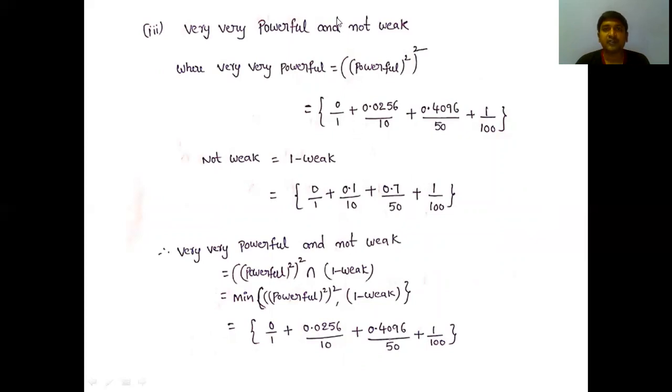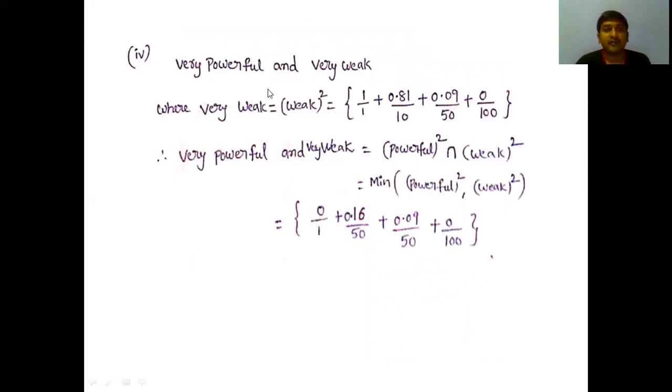Now we perform the operation very powerful and not weak. That is powerful whole square and whole square, intersection 1 minus weak. Intersection in the sense of the minimum values between those two linguistic variables. Similarly, very powerful and very weak. Very weak means weak whole square. Very powerful was already calculated in the previous step. Here "and" represents intersection, so that is the minimum of powerful whole square and weak square. Now this is the answer.